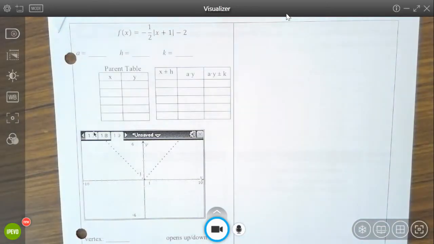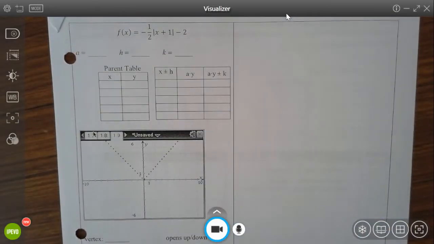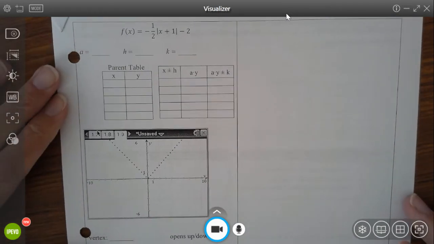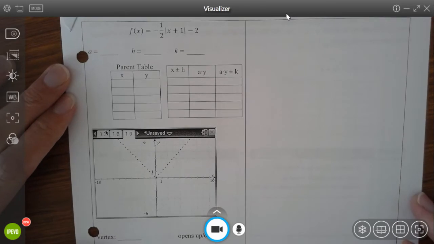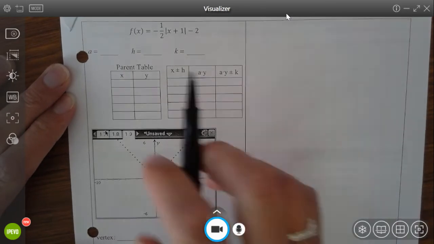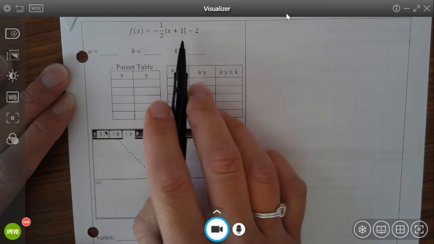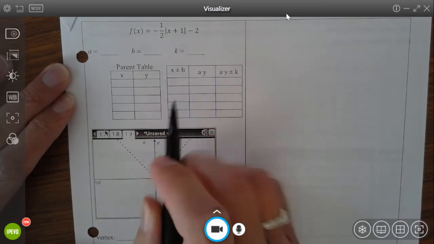All right, so I figured it'd be helpful for you guys for me to finish the notes that we didn't get to finish yesterday in class, just so that you have a couple more examples to work from on your homework. So we'll look at the third graph, f of x equals -1/2 times the absolute value of x plus 1 minus 2.